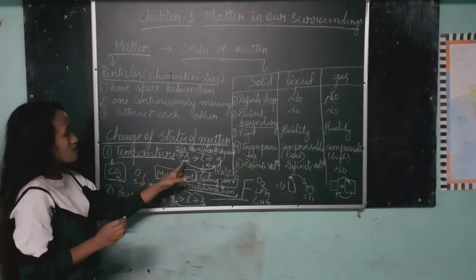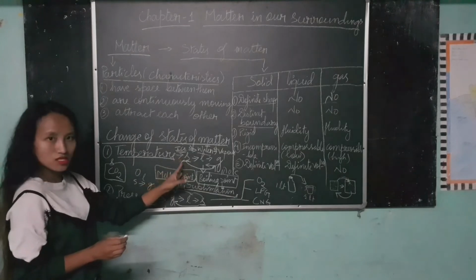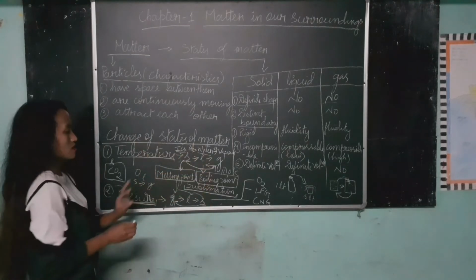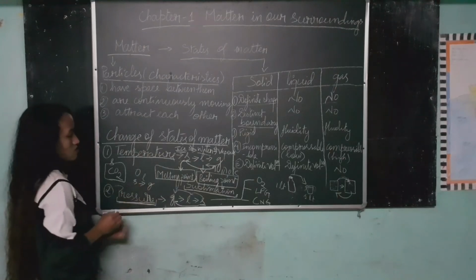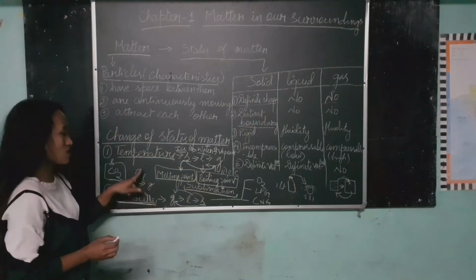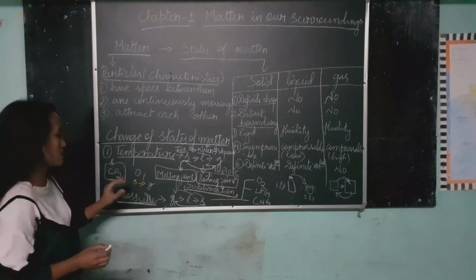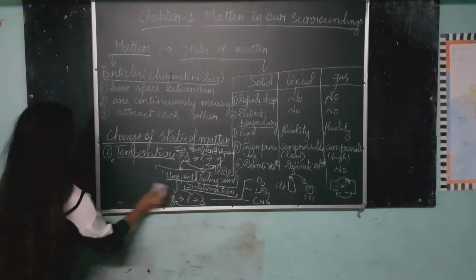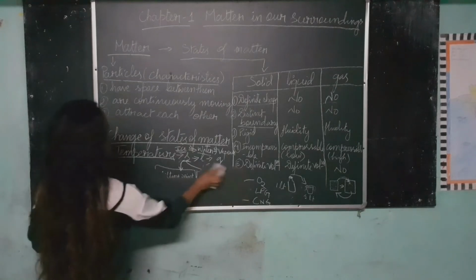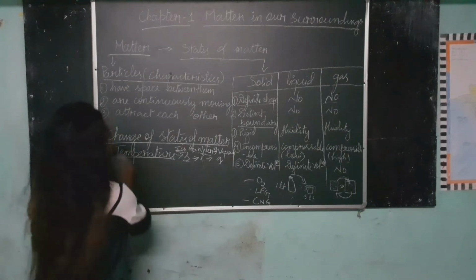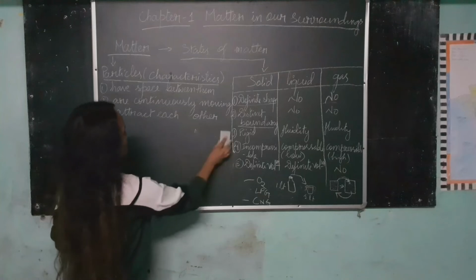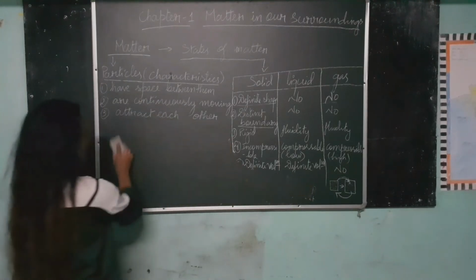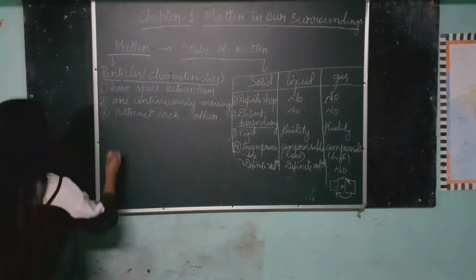Usually, matter changes from solid to liquid and then liquid to gas. That is the actual process. But here in sublimation, solid will directly change to gas without changing into liquid. So that is all from this change of matter. Now lastly we will go to a very important topic, that is evaporation.